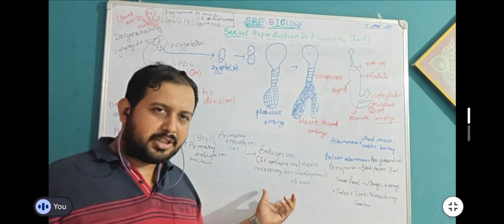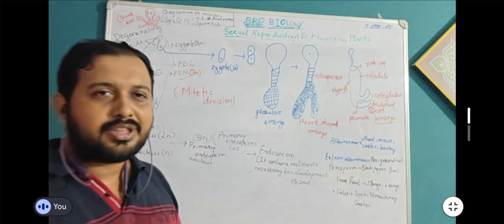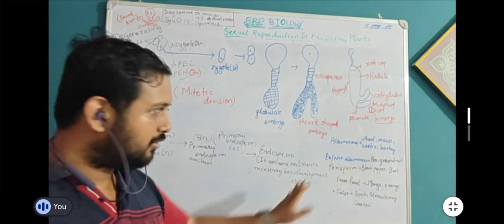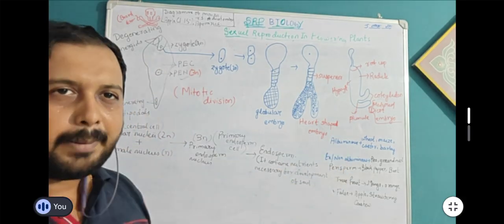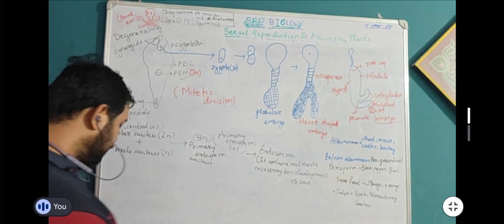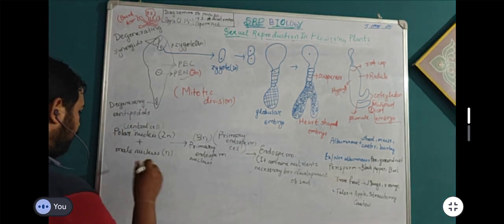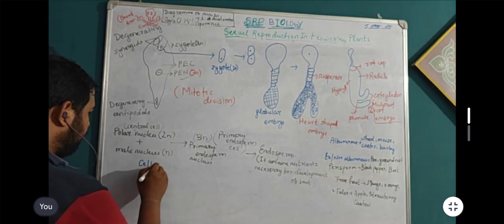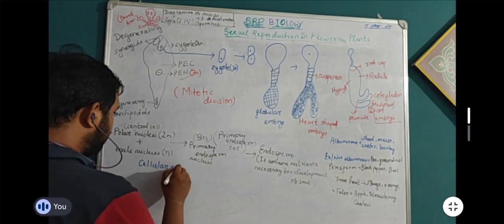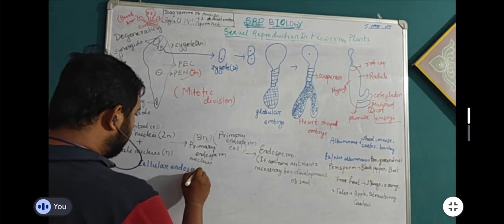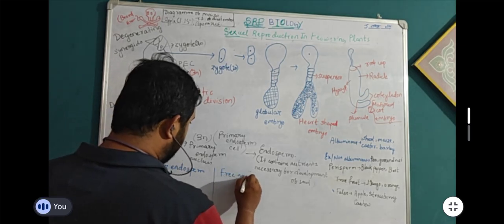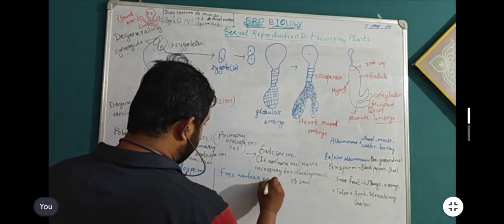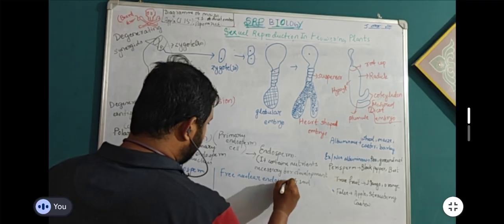So on the basis of that, we have divided the seeds into two types. I will come to that section when we discuss seeds. But before that, let us discuss what are the two different types of endosperm. The first one is cellular endosperm. Another is free nuclear endosperm. So these are the two types of endosperm which are found in nature.